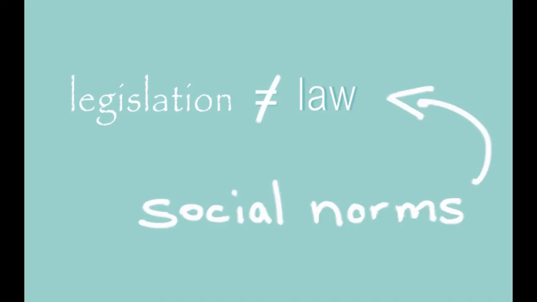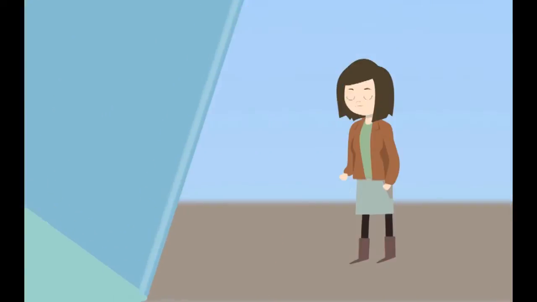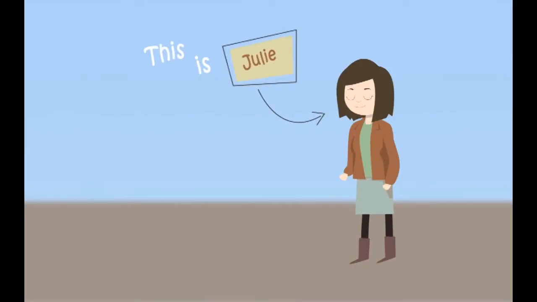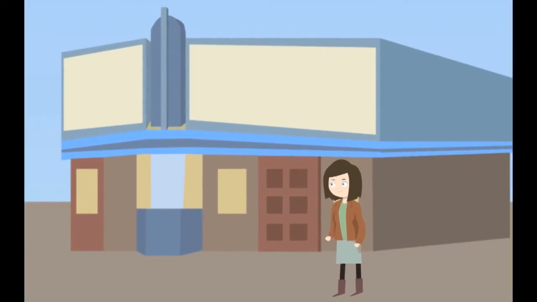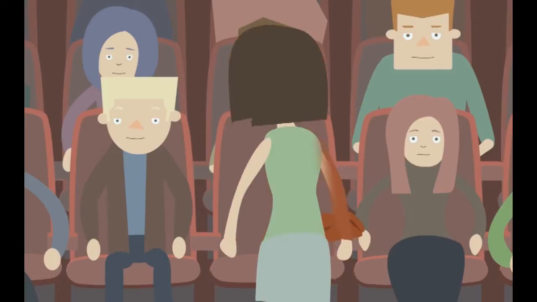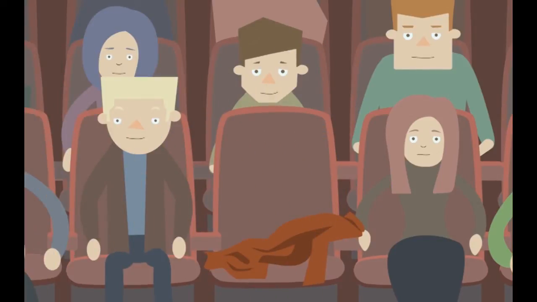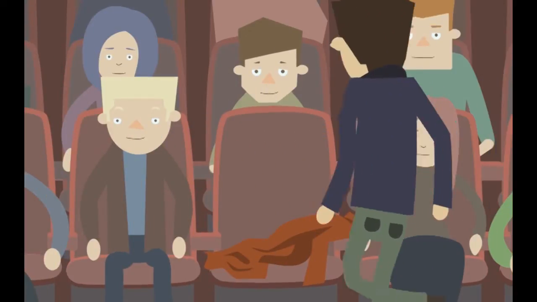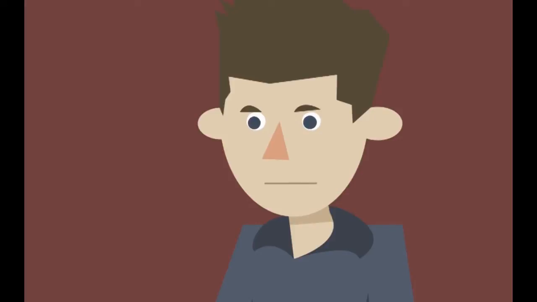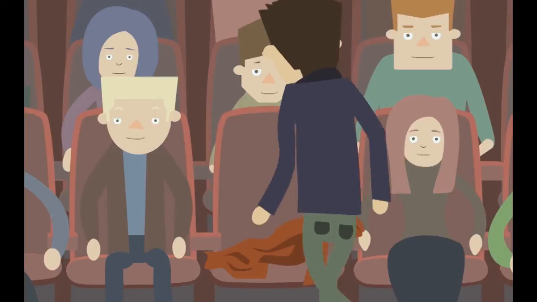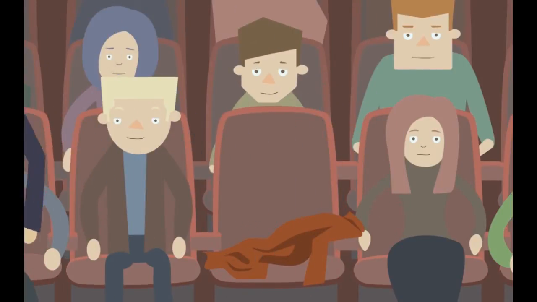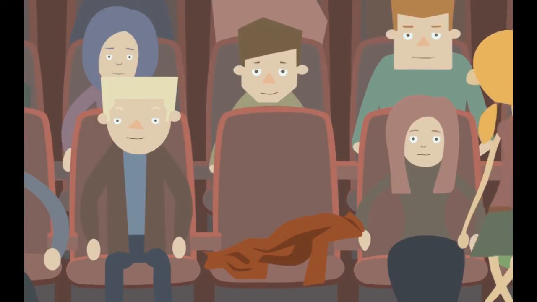Let's try to simplify this distinction with an example. This is Julie. Julie is going to the movies. When Julie enters the theater, she finds a seat and puts her coat on it. This small act sends a signal to others that the seat is now taken. People recognize from the placing of the coat that someone has staked a claim, so to speak, on that seat for the duration of the movie.